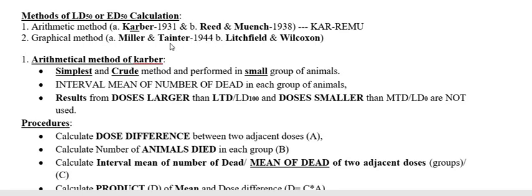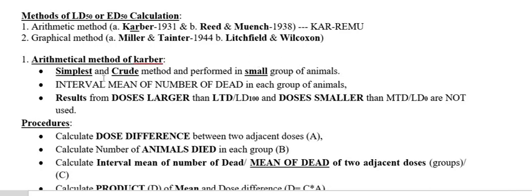Now we have to go through how we are going to calculate the LD50. Here we are going to discuss only one method, the Carver method, that is, the arithmetic method of Carver for the calculation of LD50, introduced in 1931. What are the drawbacks of this method? It is very simple, but it is crude, and usually we do not use it for research purposes. It is the simplest and crudest one, and usually used for a small group of animals.